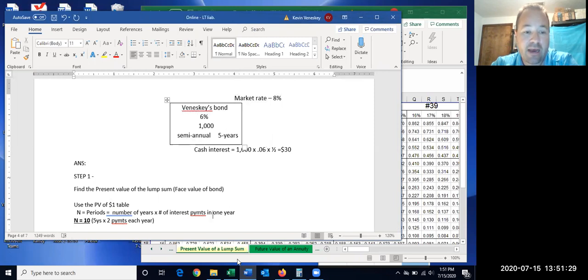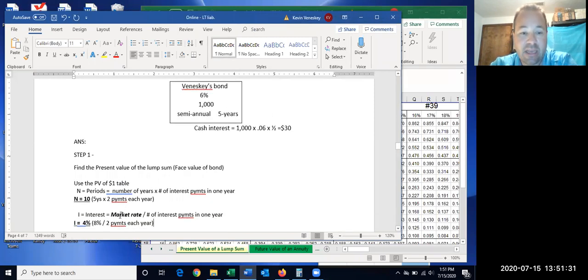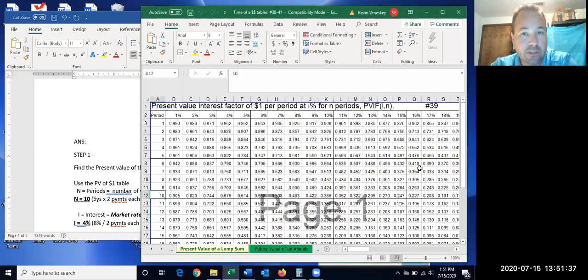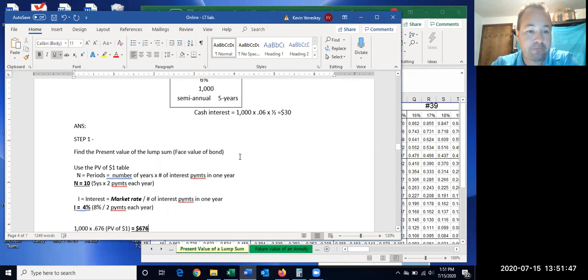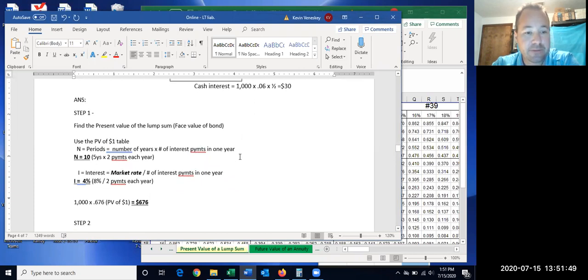So we're going to have I is 8% divided by 2 payments in a year. So we're going to use I is 4. Whenever you do the charts you have to use the market rate. That's the only reason you're given the market rate. We're not going to use the market rate for anything else. All right, so let's do the 2 steps.